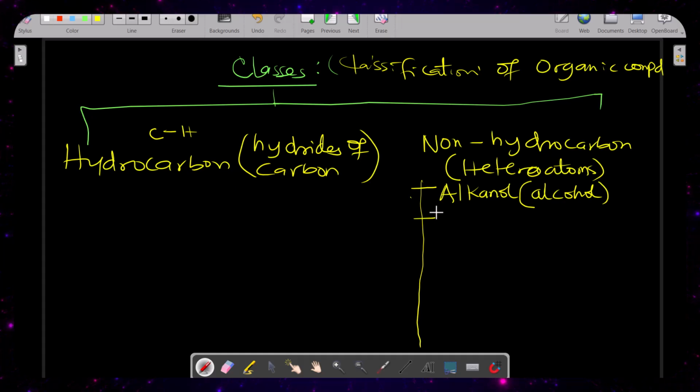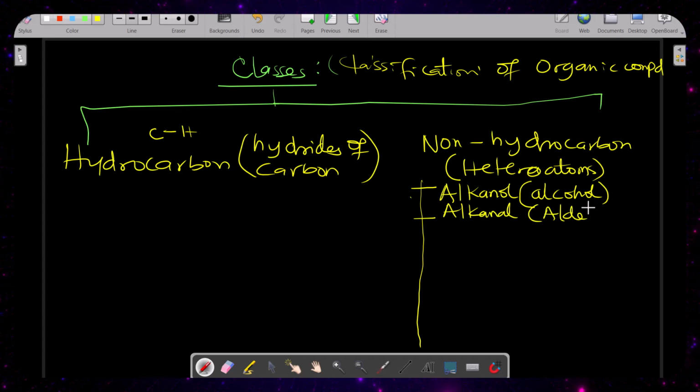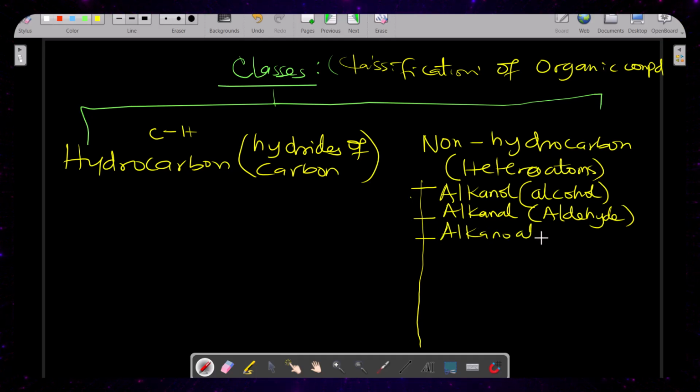The next one is the alkanal, commonly known as what? Aldehyde. Then we also have the alkanoates, commonly known as what? Ester. Then we also have another one called the alkanone.